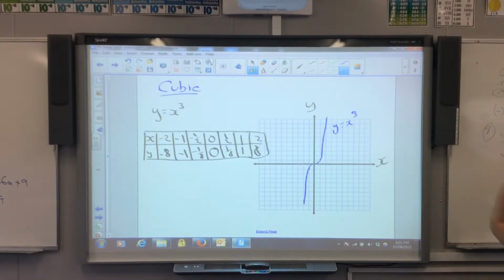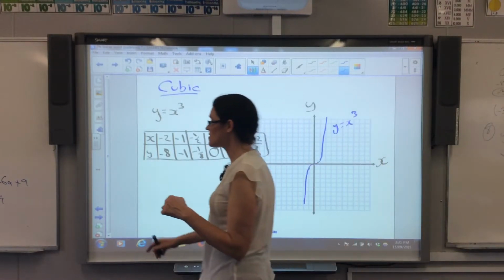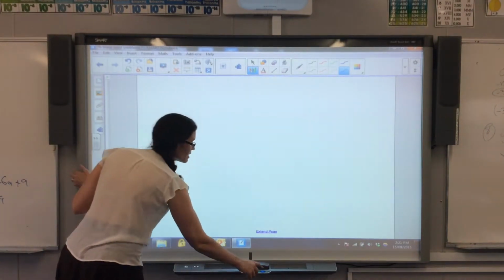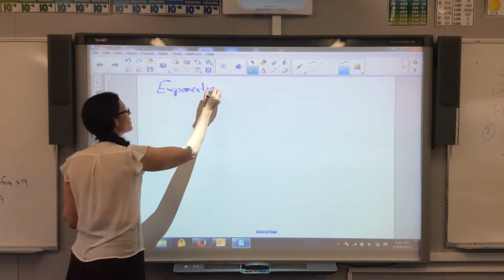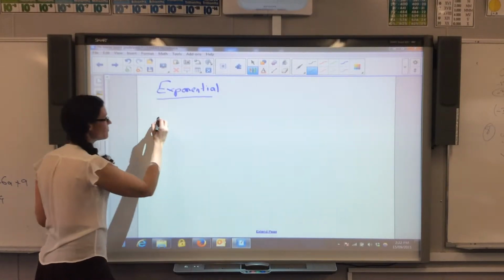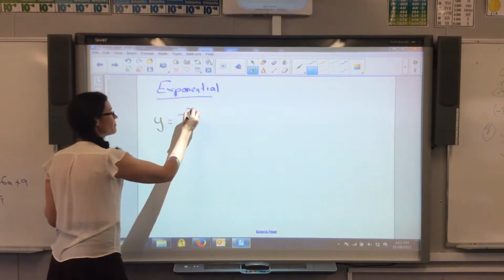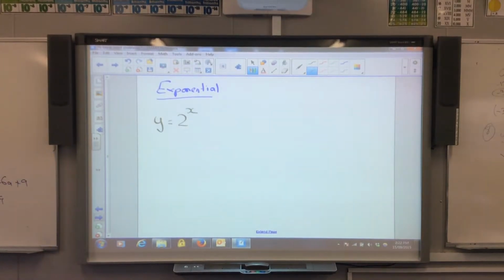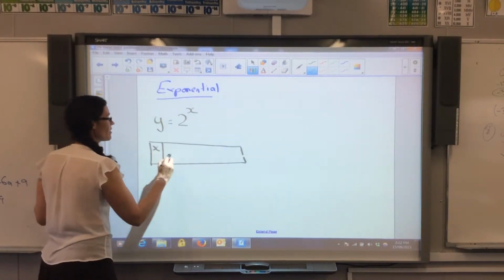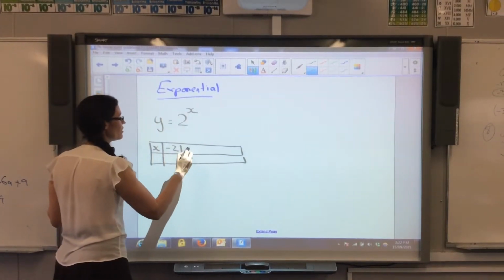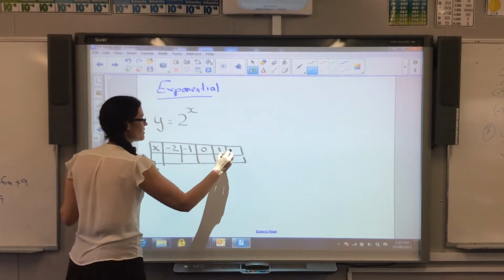Okay, let's look at what happens. Let's be really tricky. This one's called an exponential. What happens with this one? I'm going to put the x in the power. The x is in the power, so it's a bit different. You might want to use your calculator if you want. Okay, so we'll do -2, -1, 0, 1, 2.